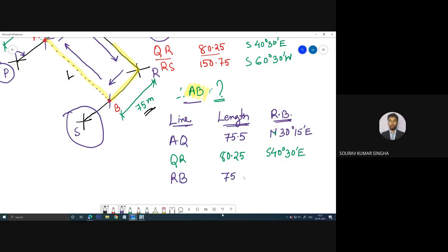Is that clear? Yes, sir. Okay. So this is RB. And what is the reduced bearing of RB? I hope anyone can tell me. What is the reduced bearing of RB? It is not directly given, but you can determine it by eye estimation.